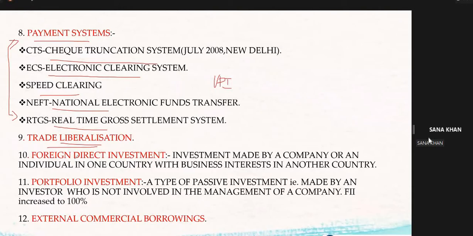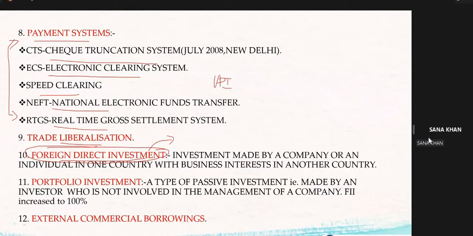Then sir was talking about foreign direct investment. It was not there in India before 1991. Even during the Congress government, there were so many restrictions for foreign direct investment, but this current government gave more permission for various industries from other countries to start up in our country.